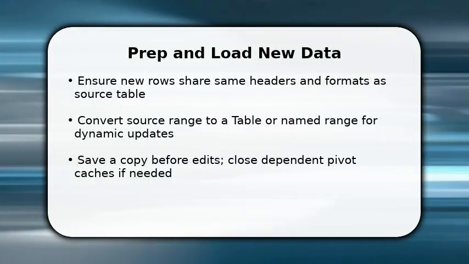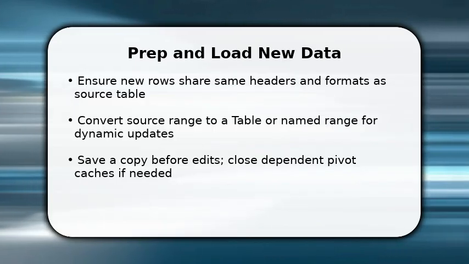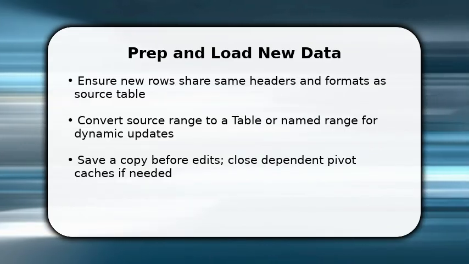You start by verifying the incoming data matches the existing pivot source. Same column headers, consistent data types, and no merged cells. Once confirmed, convert the range into a formal table or define a named range so additions extend automatically.